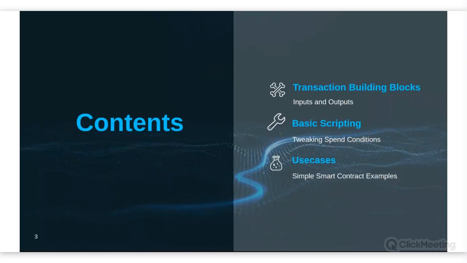Today's webinar starts with transaction building blocks: inputs, outputs, transaction hashes. We'll see the basic structure of how they're built. Then we're going to look at basic scripting, just different ways that you can send Bitcoin to people and encumber them. And last, we're going to look at some very basic use cases for basic scripting, which originally were called the simplest types of smart contracts that you'll see.